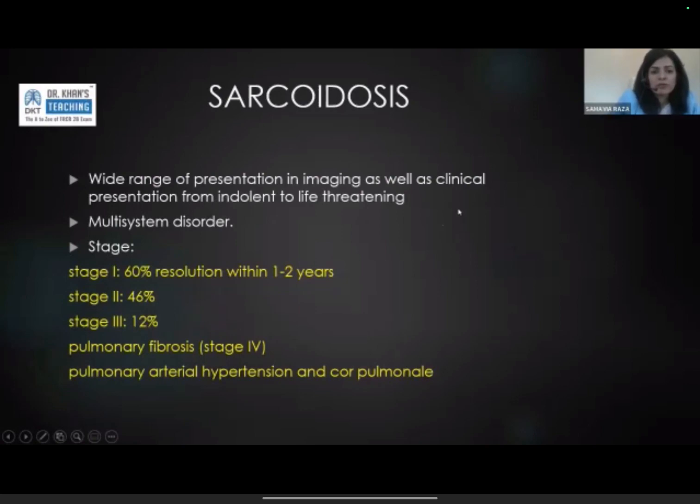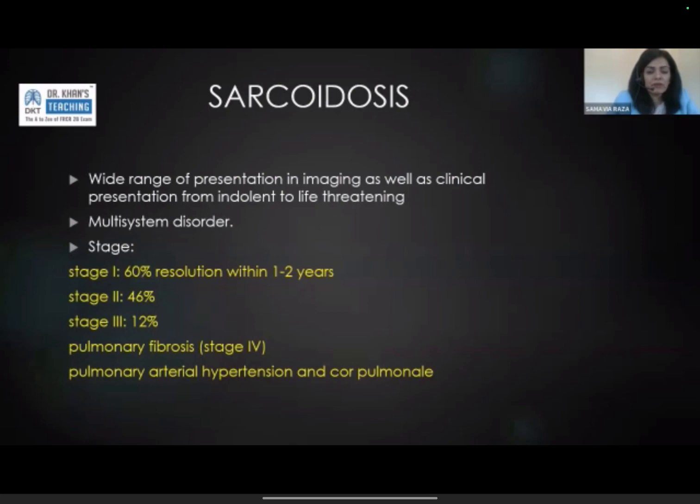So moving on to more specific disorders, the first one we'll look at is sarcoidosis. Sarcoidosis is a very interesting disorder in the sense that not only is it multi-system, multi-organ, it has a very, very wide range of presentation in terms of what it can look like on imaging and also what the patient can look like. So sometimes it's an incidental finding.